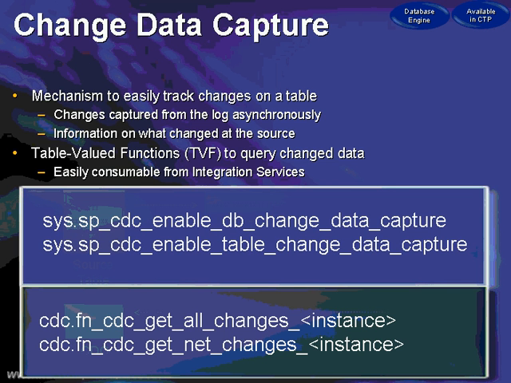The next question then, of course, is how do you consume the information about the changes? And this is the second set of functions that I have on the slide. So you see functions to get all changes or to get net changes. So these are the interfaces. This is the surface area that you would use to actually look into the changes that were performed on the source tables that you were monitoring.